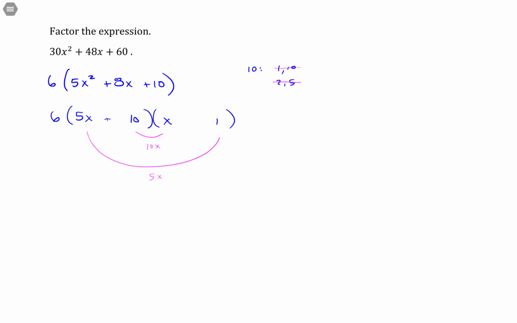So what this means is this will not factor any further. So there is no factorization into integers, and therefore this is our final answer.